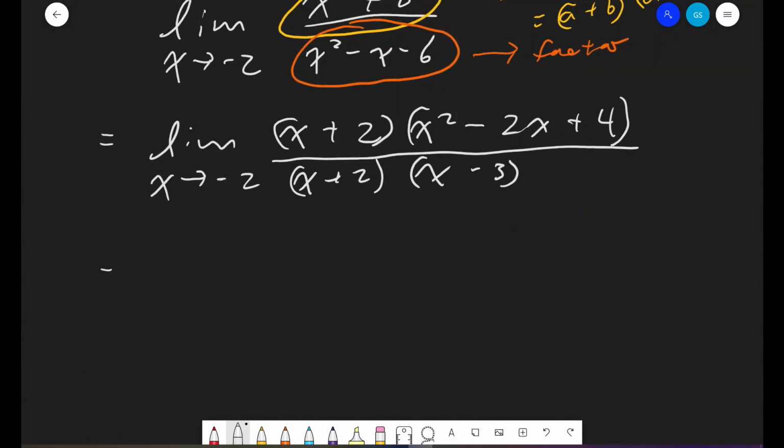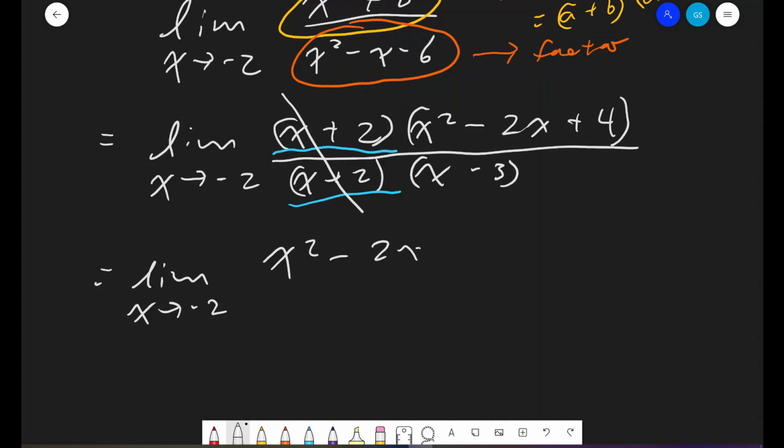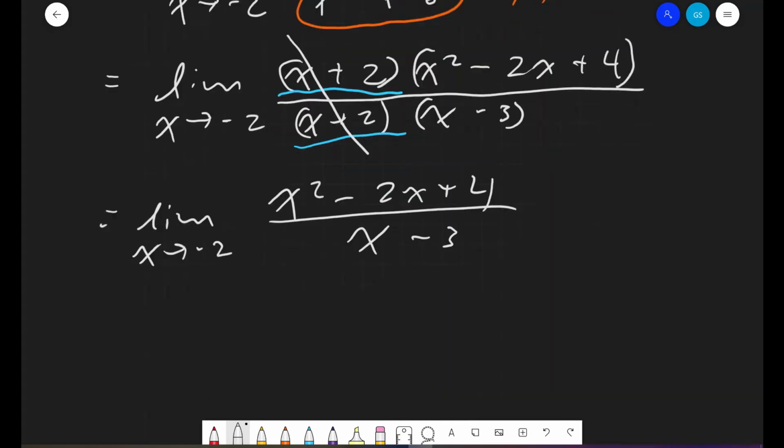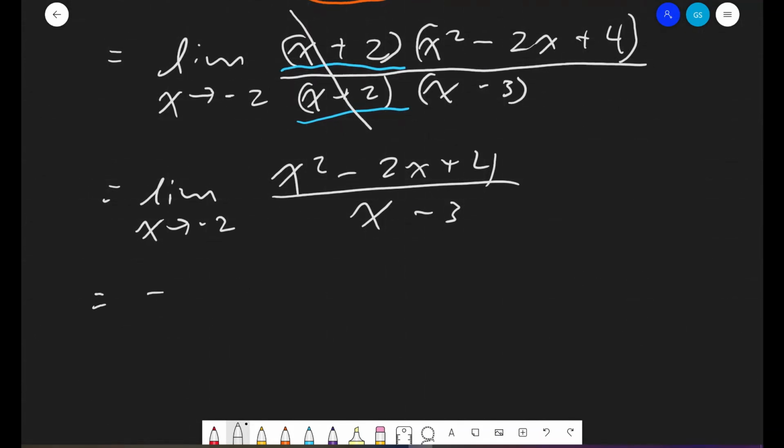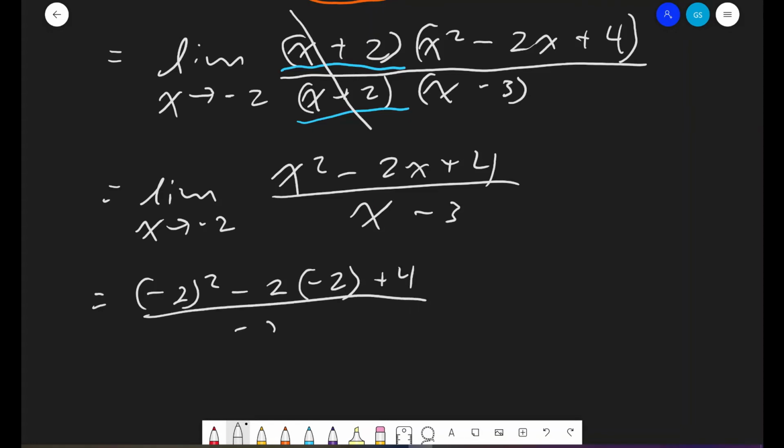Now, if we look here, as x approaches -2, if we plugged in -2, this thing would become 0. But the top, I don't know if you see this, but the top has x plus 2 and the bottom has x plus 2. So we can just cancel these out. And then we just get x squared minus 2x plus 4 over x minus 3. And now we can just substitute. So -2 squared minus 2 times -2 plus 4, over -2 minus 3.